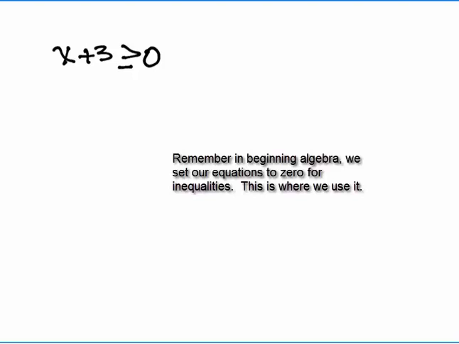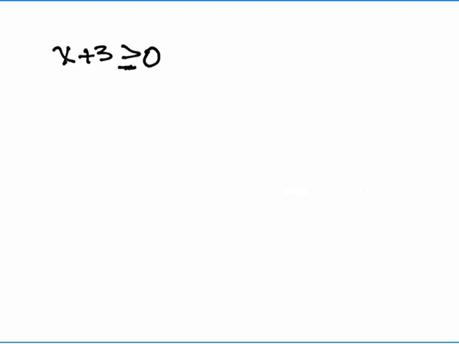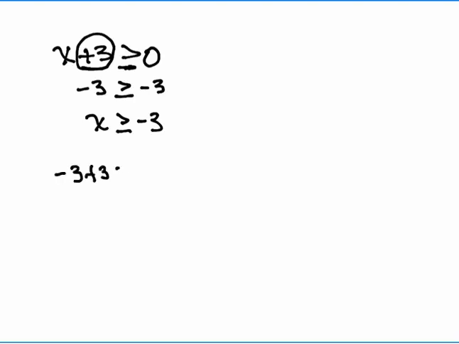Now when we go to solve this, we remember in beginning algebra, we solve inequalities just as if there was an equal sign. To get rid of the constant, we would just add its opposite on both sides. So x has to be greater than or equal to negative 3. And that would work because when you plug this back in, you have negative 3 plus positive 3, is that greater than or equal to 0? Yeah.